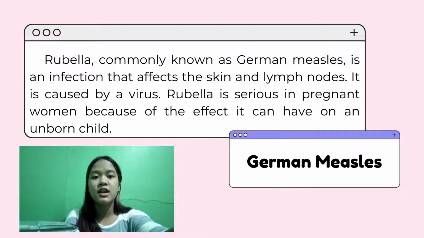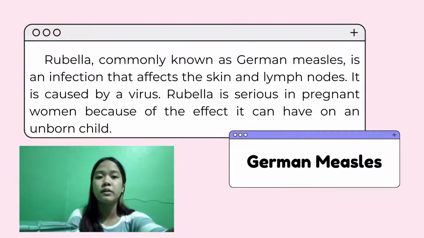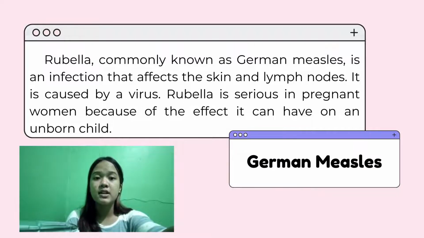Rubella is serious in pregnant women because of the effect it can have on an unborn child. What are the symptoms of rubella? When children get rubella, it's usually a mild illness, and sometimes they have no symptoms at all, but they can still spread the infection to others. Symptoms may include a low-grade fever and mild aches and pains, sometimes red eyes, and a rash of pink or light red spots that start on the face and spread down to the rest of the body.